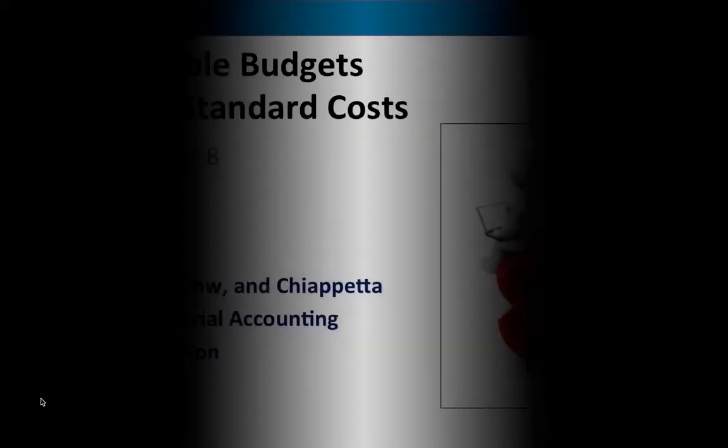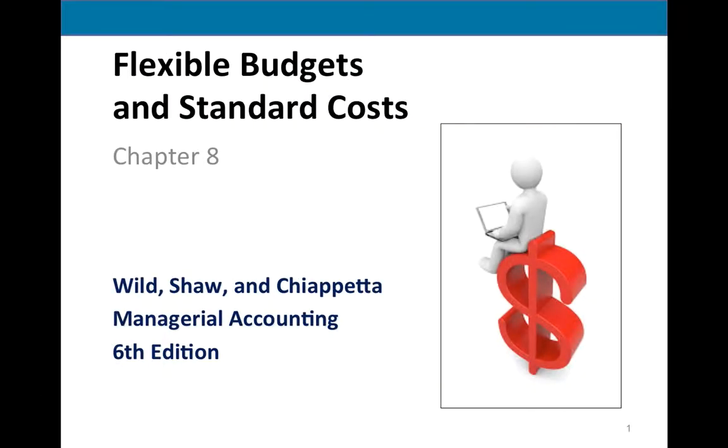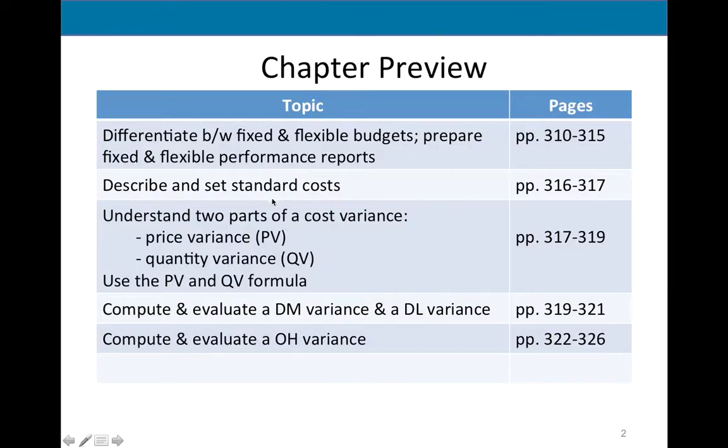Hello and welcome to Chapter 8, Flexible Budgets, Standard Costs, and Cost Variances. I will record two parts of the video. In the first part, I will talk about flexible versus fixed budgets. Flexible could be called variable budgets, fixed could be called static budgets, and we will also set up and describe standard costs. In the second part of the video, I will cover all these different variances, and that could be quite challenging, so please pay attention.